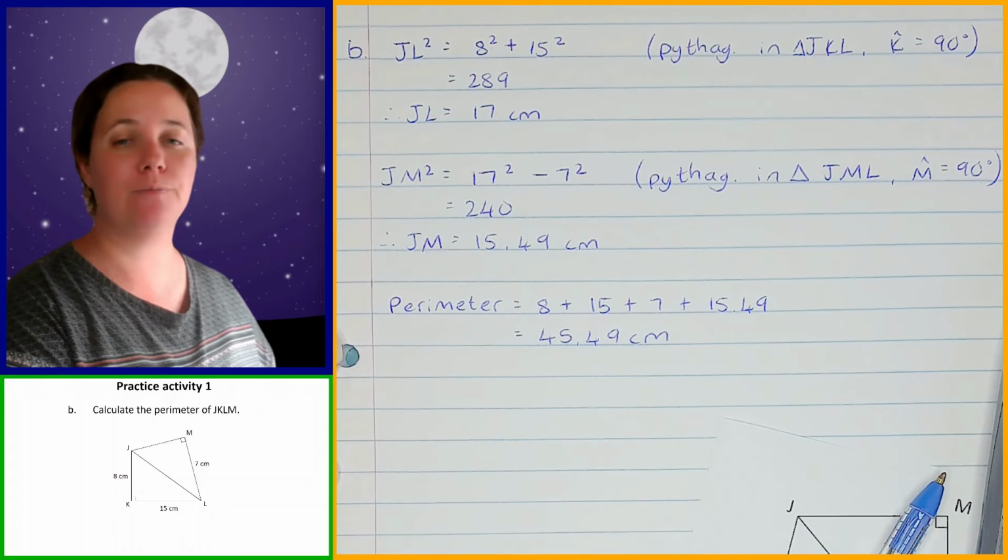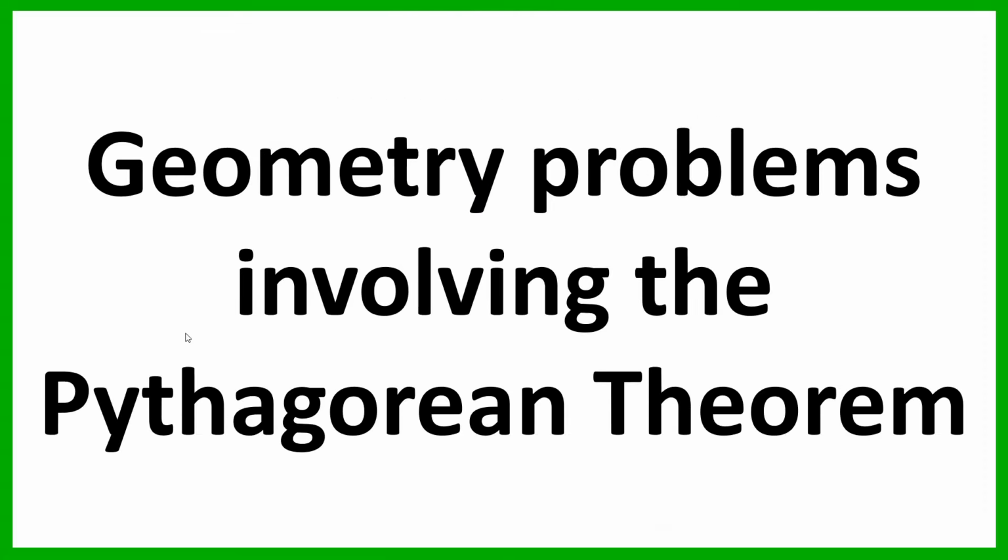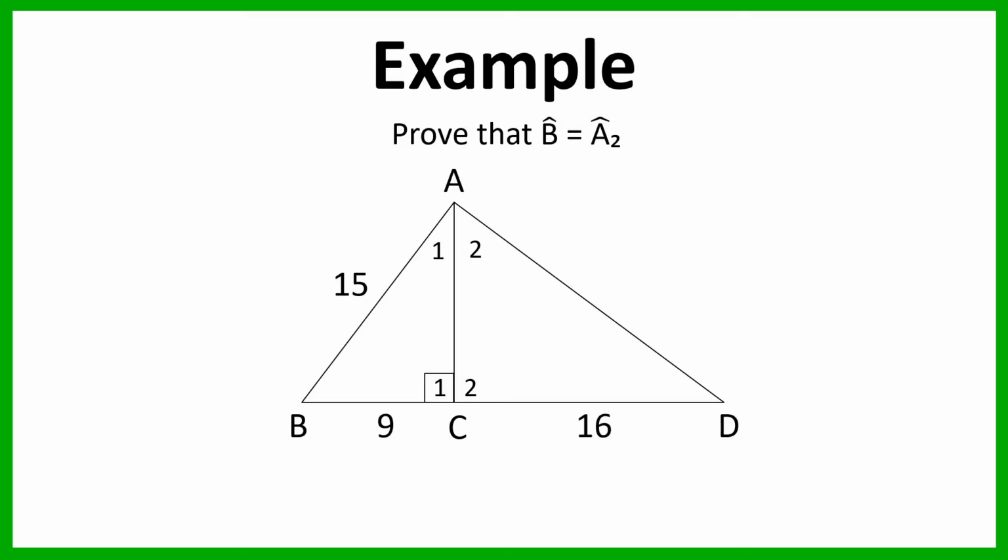Right, now we're going to go on to geometry problems involving the Pythagorean theorem. So now we're going to take the Pythagorean theorem and use it to help us to solve other kinds of geometry problems where we're working with angles and things like that as well. Okay, so let's have a look at our first example. In this example, you have got triangle ABD, which is divided into triangle ABC and triangle ACD. You've been told that AB is 15, BC is 9, CD is 16, and angle C1 is a right angle. And you need to prove that angle B is equal to angle A2.